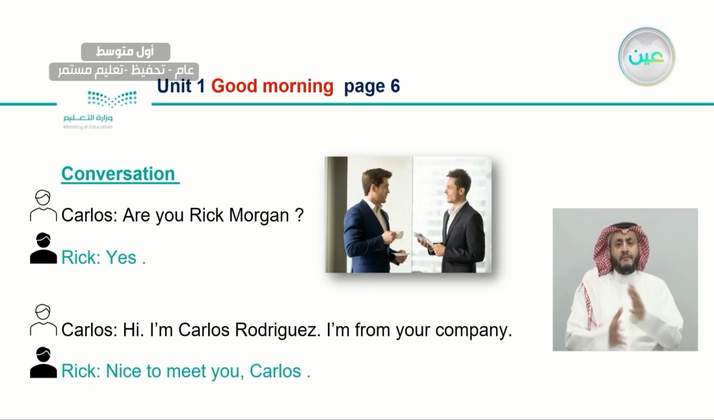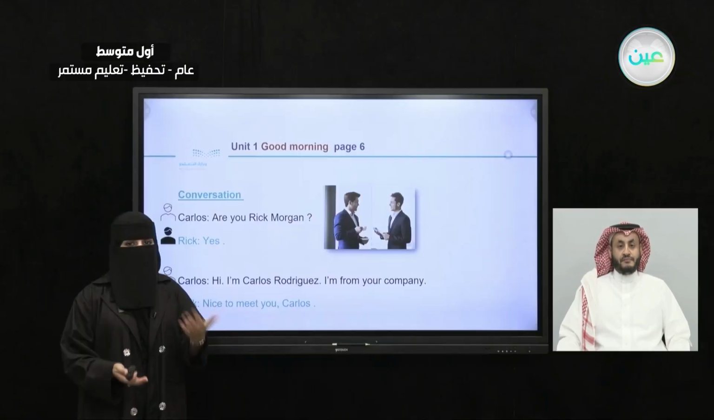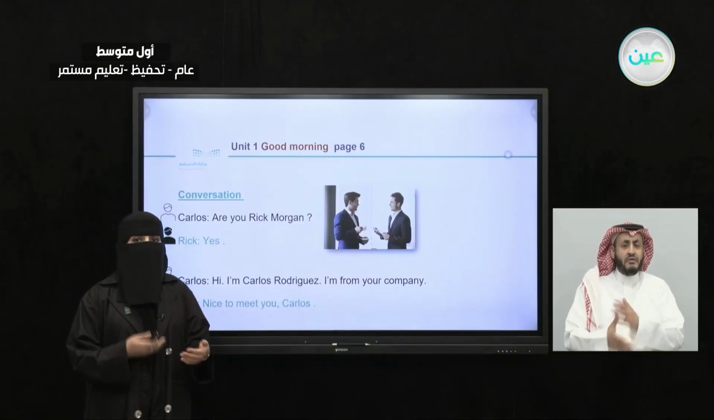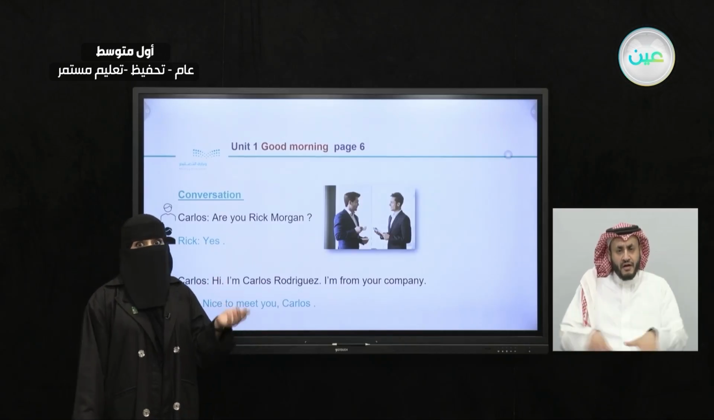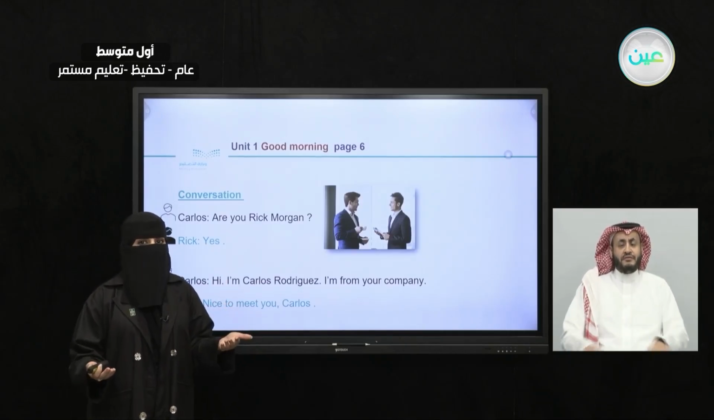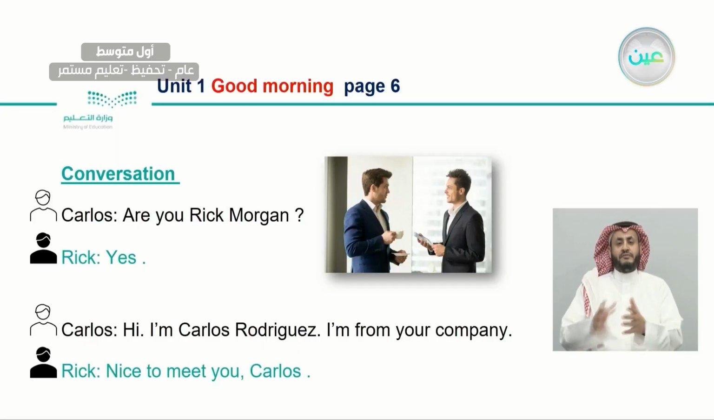Conversation. It's an important part of any conversation to know information about others, right? Ask a question, know about other people around you. It will also help you to be a good communicator, okay? Here is the conversation, page number 6. Go open your book. It's a good idea to have your book next to you.